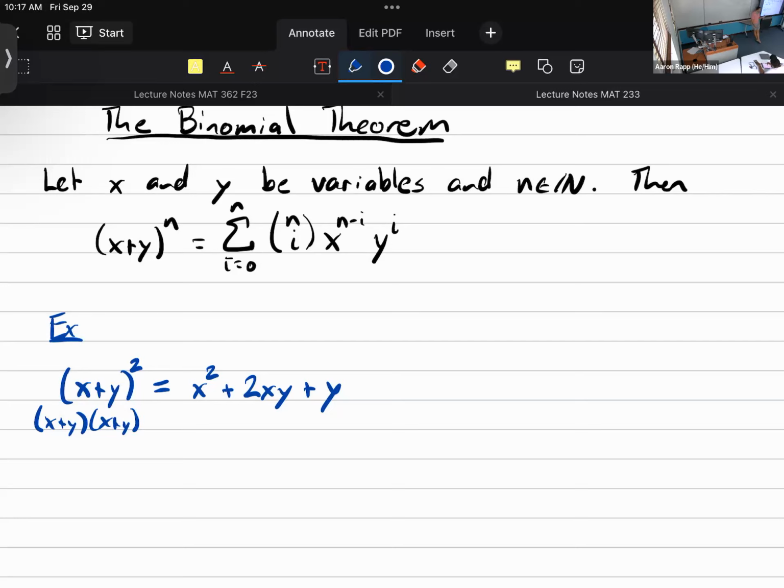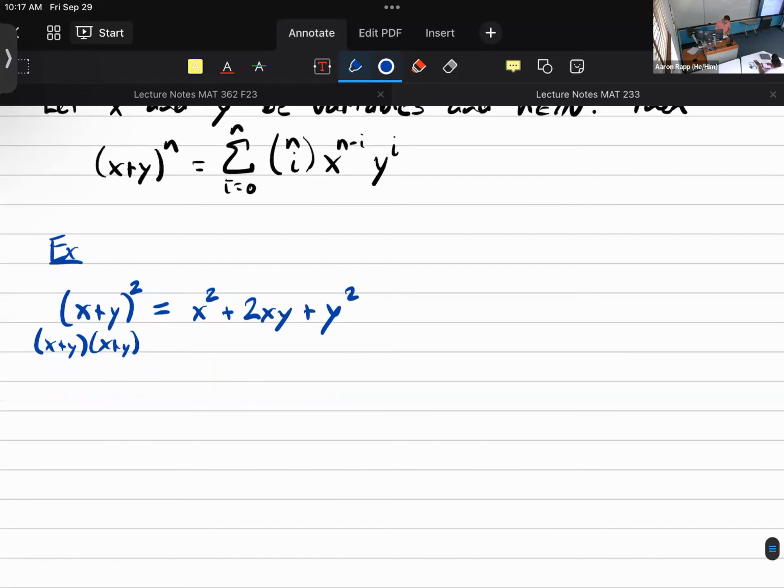Point is, you're distributing, right? I need to say x goes with y. What happens when I do x plus y cubed? Well, again, this is just x plus y multiplied by itself 3 times.